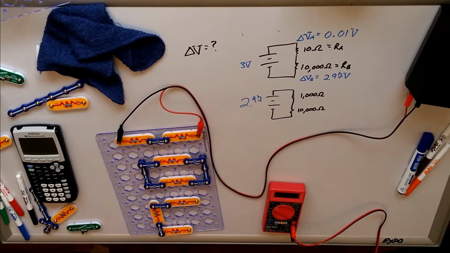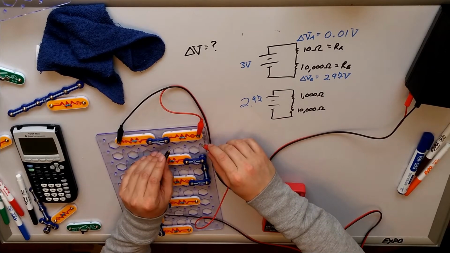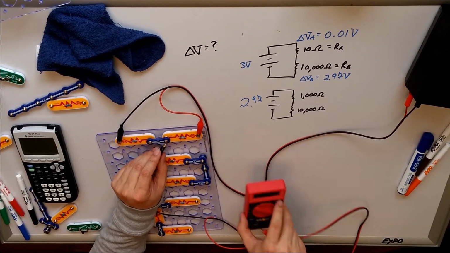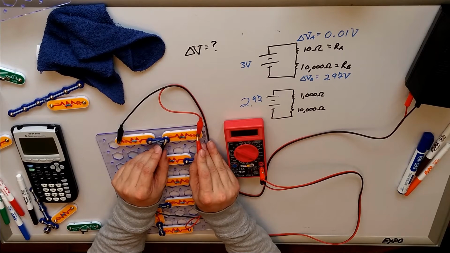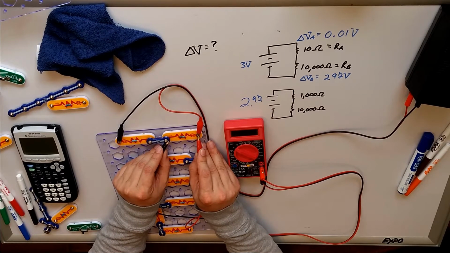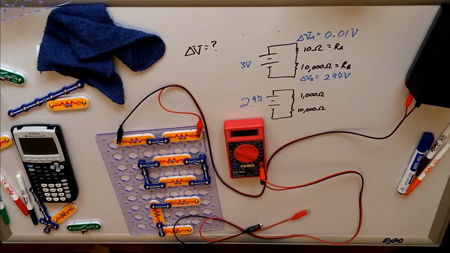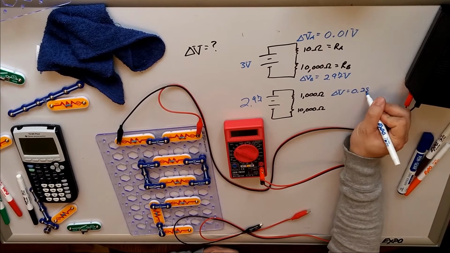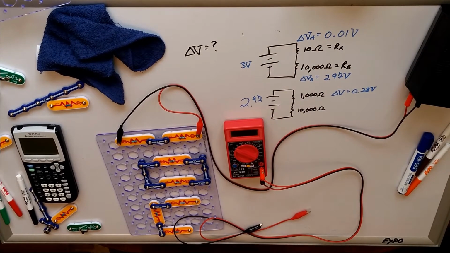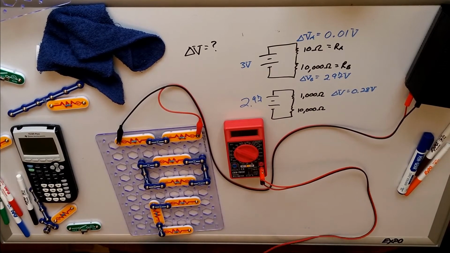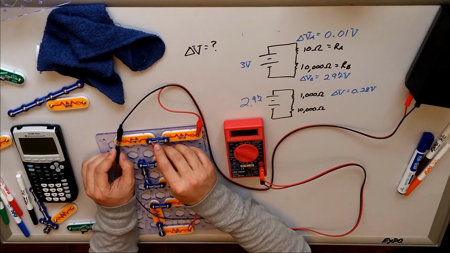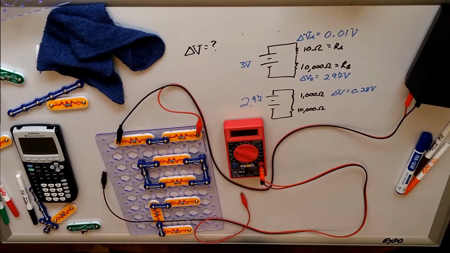Okay, here's what I'm going to do. I'm going to take a look at the first resistor, resistor A in this case. That's the 1000 ohm. And this time, I'll try to put this where you all can see it, hopefully. We end up with 0.28. We have a different delta V, 0.28 volts. Okay, let's see what happened to the other one. It is not going to be 2.97 like we saw last time. It is instead 2.69, maybe about 2.7.